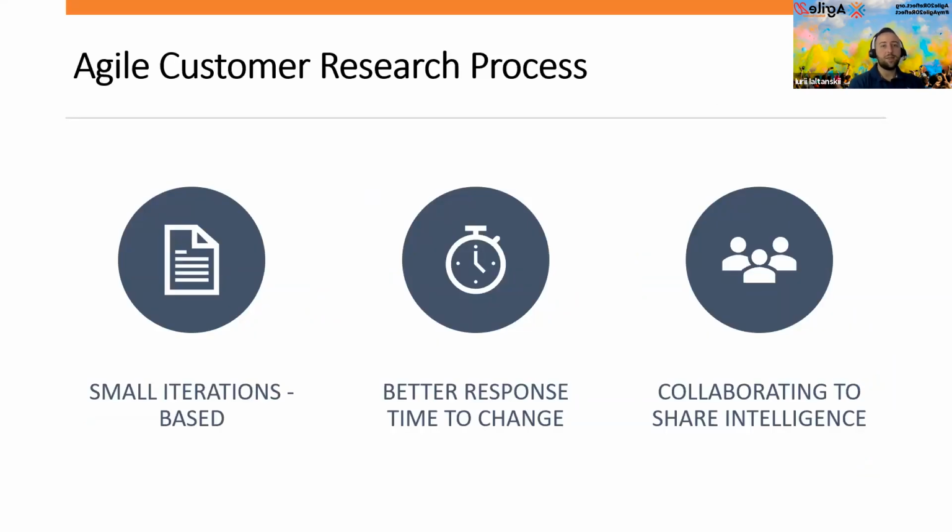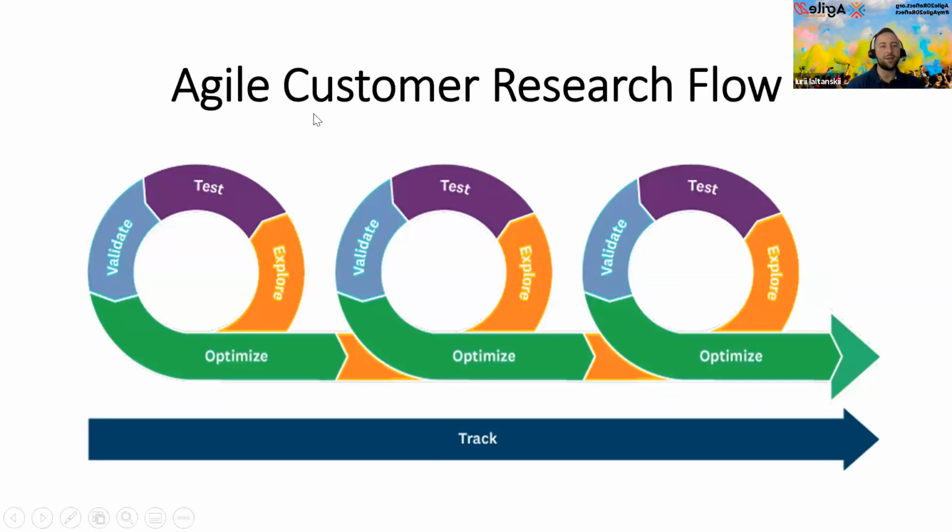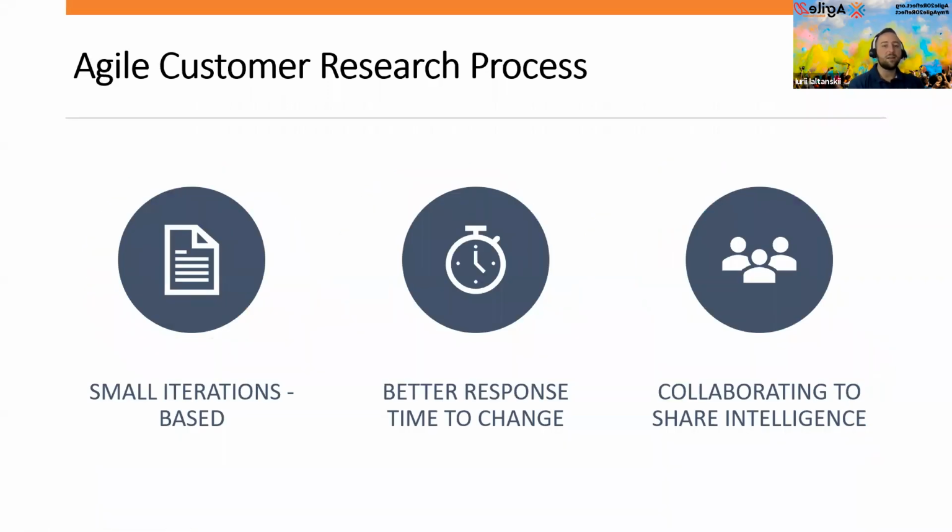The agile method here is based on small iterations. As we saw on the previous slide, we work in iterations, right? Each iteration is a short period of time, normally between 2 and 4 weeks. Working this way, we have short feedback loops with the customers. This allows us to respond better to any changes that we notice.